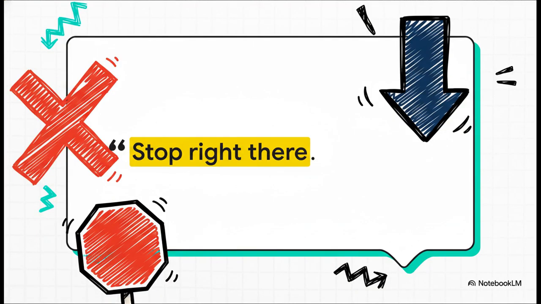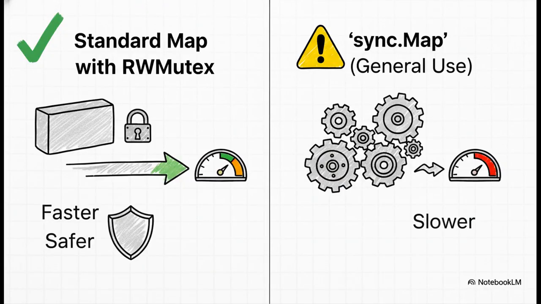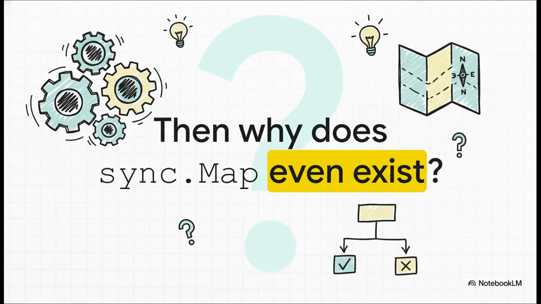But hold on, that's actually the biggest mistake you can make with this tool. Seriously. Here's the key thing to remember. sync.Map is not a universal upgrade. A normal map is usually faster. So that begs the question, right? If it's not a general-purpose tool, when should you actually use it?